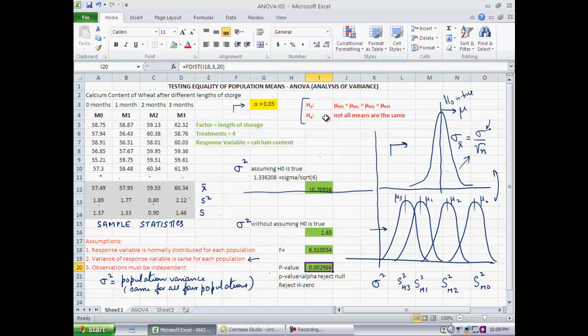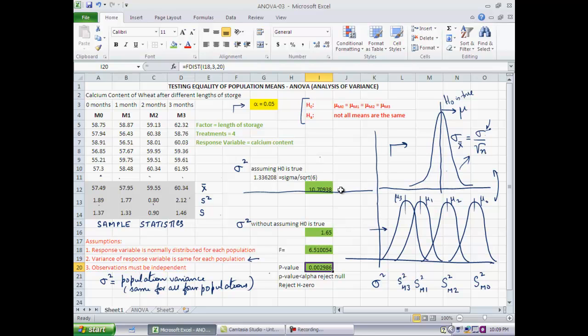The way ANOVA got into the picture is that our approach to testing this hypothesis would be to reverse engineer and compute the population variance, which is the same for all four populations. You need that assumption in order to use ANOVA. So we reverse engineered this population variance. We computed it first assuming that the null is true, and second without assuming that the null is true, and tried to see if we got values that were fairly close.